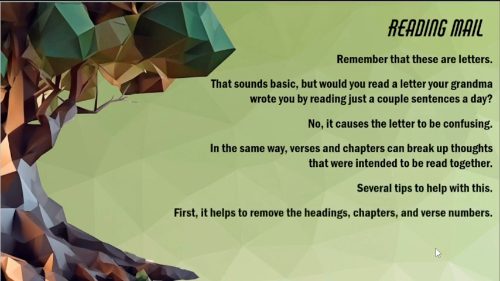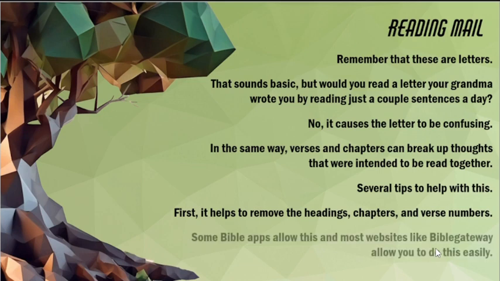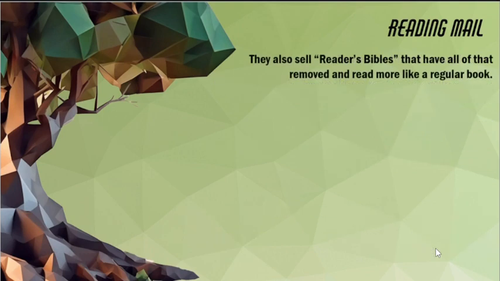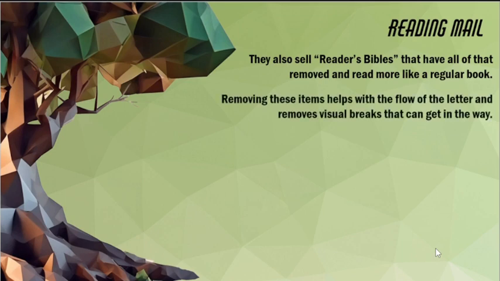First, it helps to remove the headings, chapters, and verse numbers. Some Bible apps are going to allow you to do this, and most websites like Bible Gateway allow you to do this. And so this is a big thing that you can do. They also sell things called Reader's Bibles that have all of the references and books, chapters, and verse numbers and everything removed, and so Reader's Bibles read much more like a regular book or letter, and so that's another option for you if you want to read that way. But removing these items can help with the flow of the letter, and it can remove those visual breaks that can just really mess with your brain and get in the way.